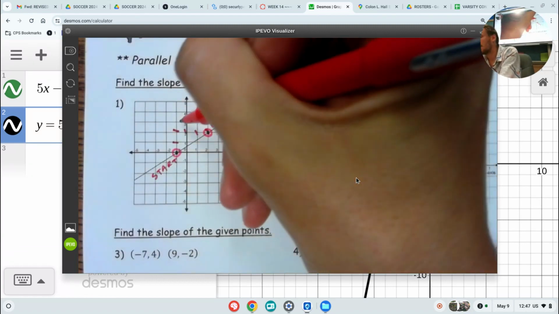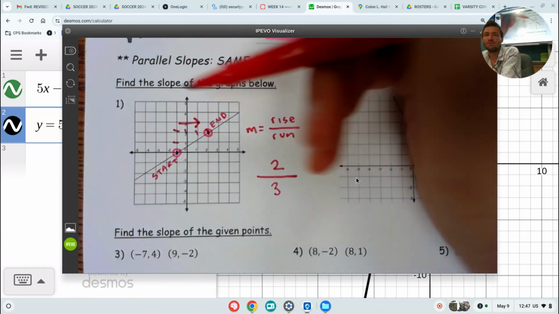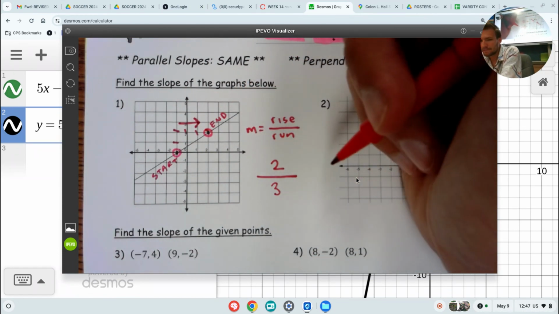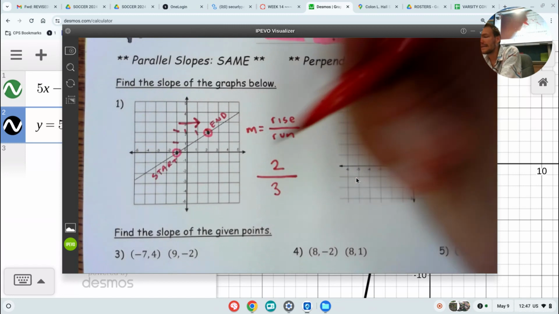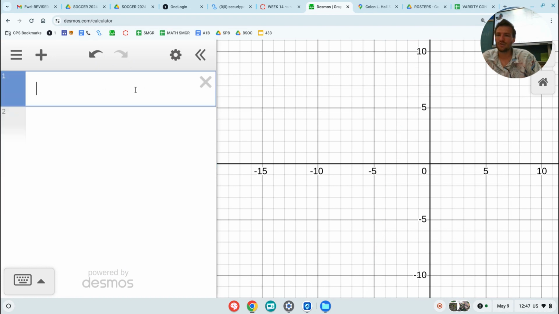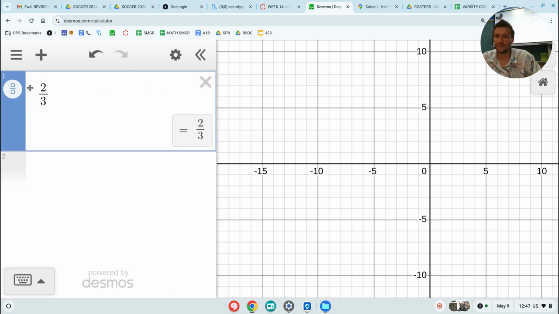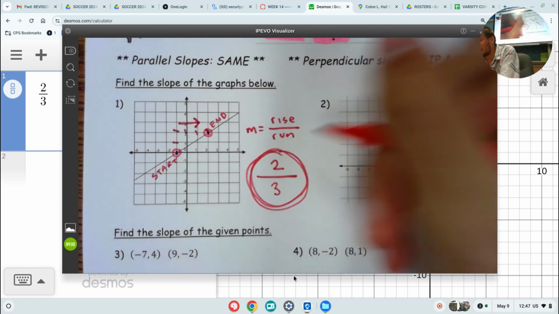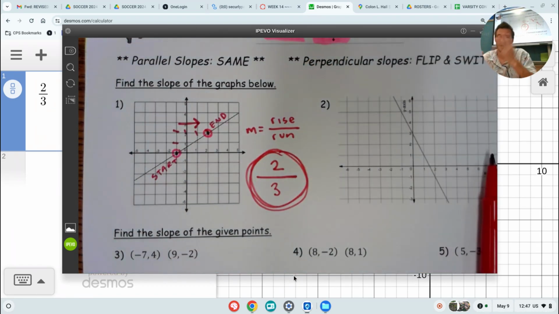2 over 3. Let's make sure we talk about if you move to the right, is that a positive 3 or a negative 3? To the right, it should be positive. Nice job. And before we lock in that answer, it's also a good idea to try it out and see if it needs to simplify at all. 2 divided by 3, 2 divided by 3. So perfect. That's the answer. And this is a question that hopefully we get right on the SOL test.